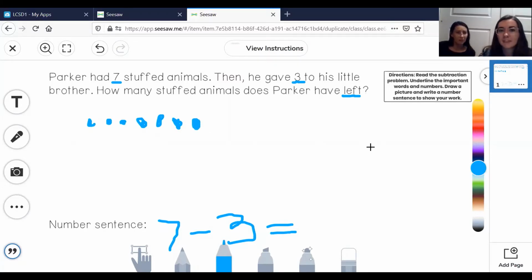Okay, go back and check your work. Look at your picture. Did you do all the things that you needed to do? Nope. I forgot to cross off my dots. Okay. So I had 7, and then I took away 1, 2, 3. And then I had 1, 2, 3, 4. I had 4 left. Okay, I think I'm done. Okay, is that all you want to do? Yes. Okay, let's submit it.